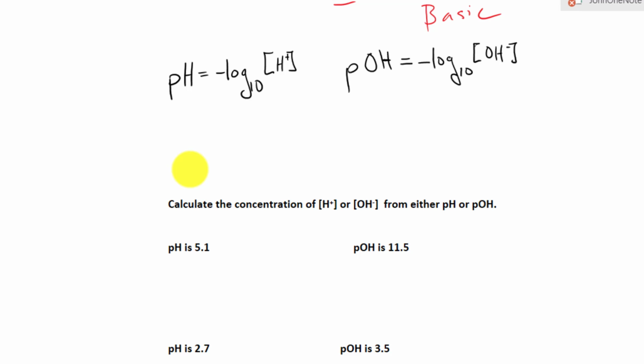Now, what if we don't look for pH or pOH? What if I want to find the concentration? If you notice, p is equal to the negative log, with a base of 10, of the concentration. In this case, it's the same thing for pOH. Now, how do we find the inverse of this?